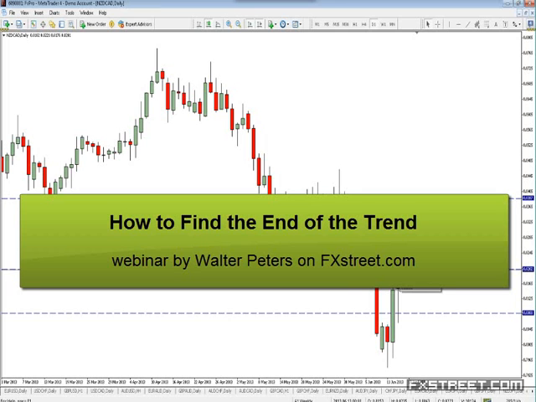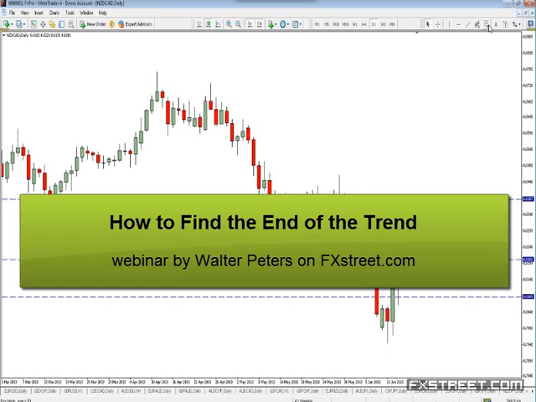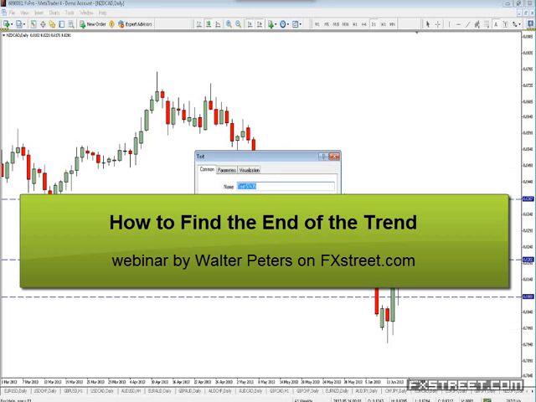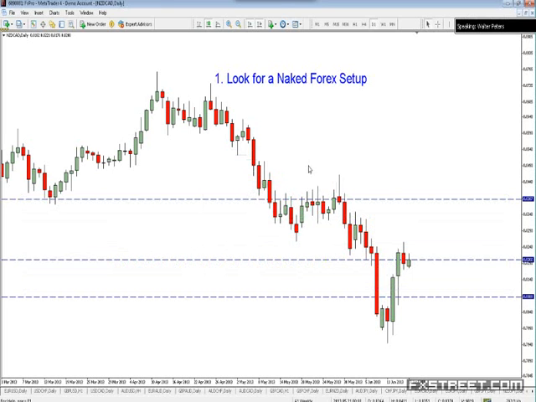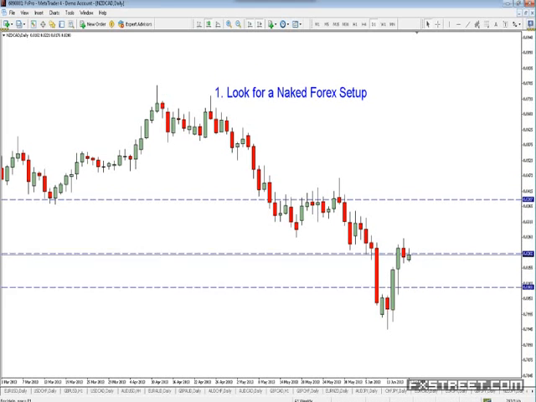Okay, so the first thing that I look for at the end of a trend, and this is the simplest way, the easiest way, and the best way, I think, for counter trend traders to start doing this sort of thing, is to simply look for a naked forex setup. That's the easiest way to find the end of a trend. And here we actually have two, okay?